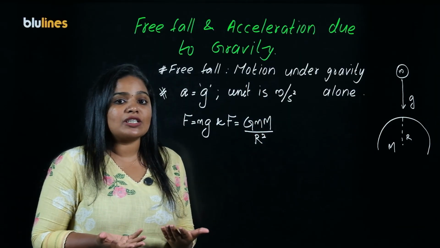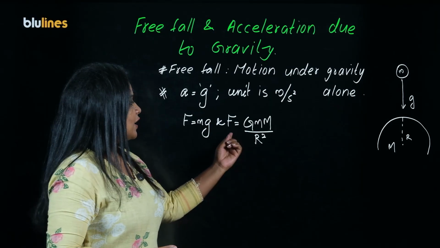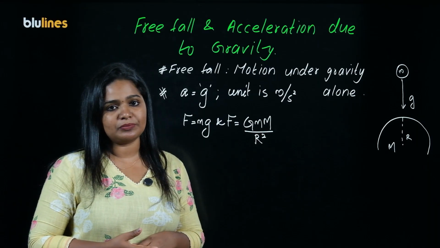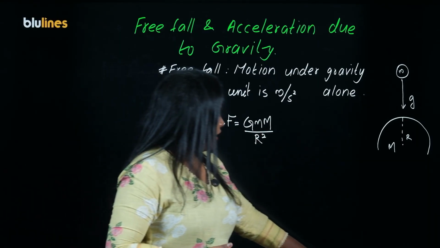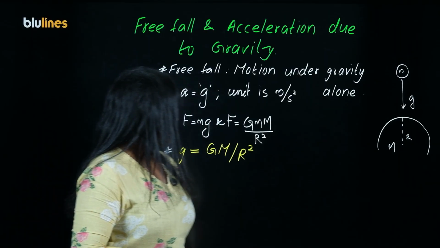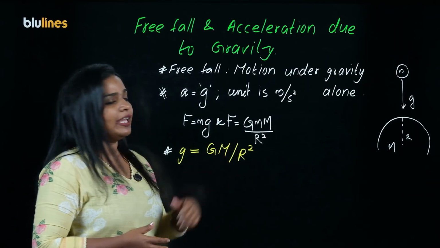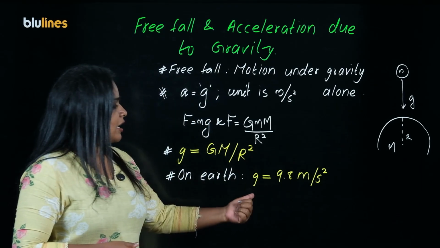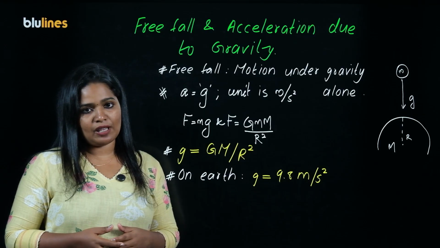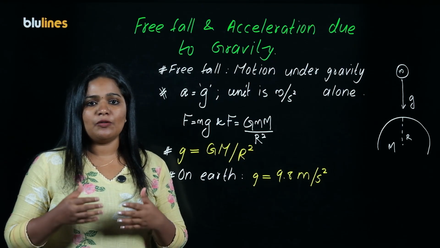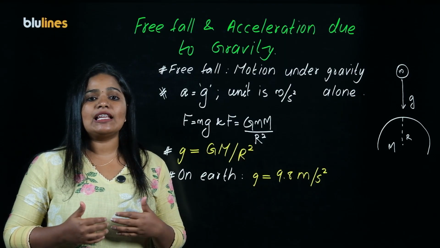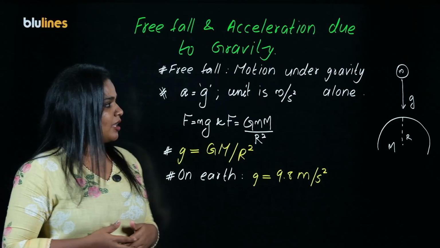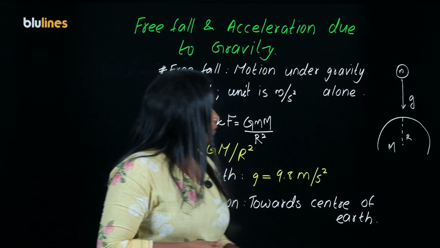From universal law of gravitation, we have another equation for F. F is equal to G small letter m into capital letter M divided by r square. From these two equations, we get g is equal to GM by r square. And putting all the values, we get g is equal to 9.8 meter per second square. This means that every body, when in free fall, will be increasing its speed by 9.8 meter per second every second. And what is the direction of g?